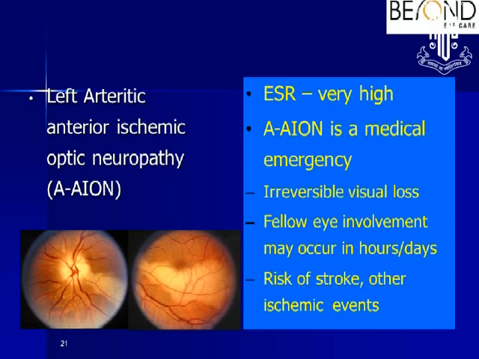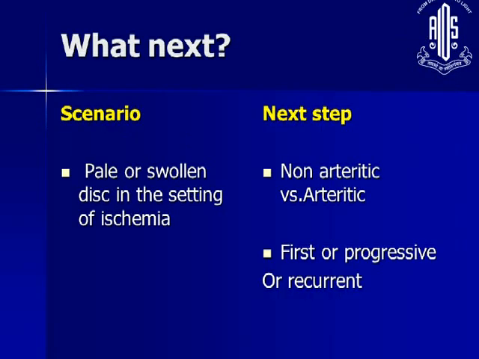Okay? So this is the scenario which we discussed, pale or swollen optic disc in the setting of ischemia. We looked at two examples, a 46-year-old female and a 70-year-old female. Arthritic or a non-arthritic AION. Now remember, the important point is in a small number, generally speaking, ischemic optic neuropathy, vision goes down and it stays there.